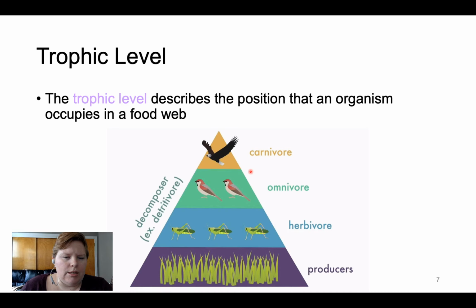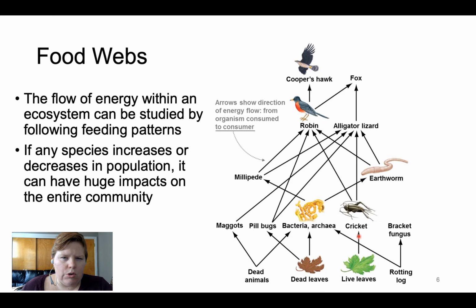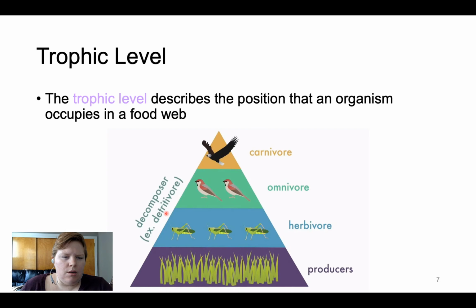And then things that decompose other things, so I'll go back to our food web on the previous slide. So maggots, pill bugs, crickets, they're able to eat things that are decaying. They're able to break down that food matter. We call those detritivores. So detritus is kind of things that are left over. So things that eat the leftover stuff. They're able to break down and decompose things that are decomposing. So we have these different levels that organisms can occupy.